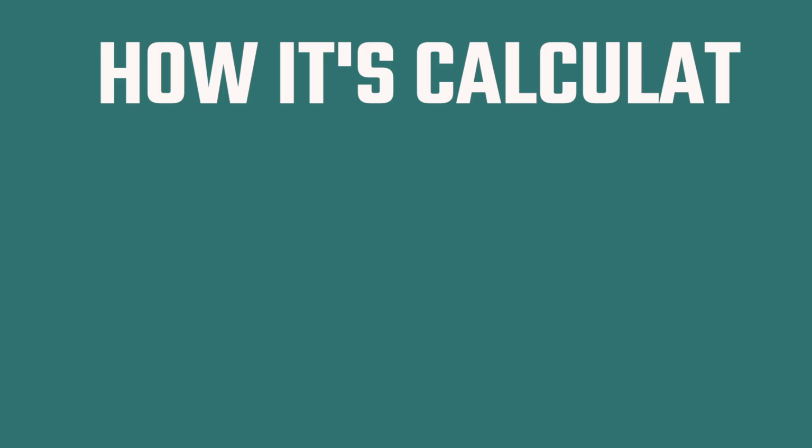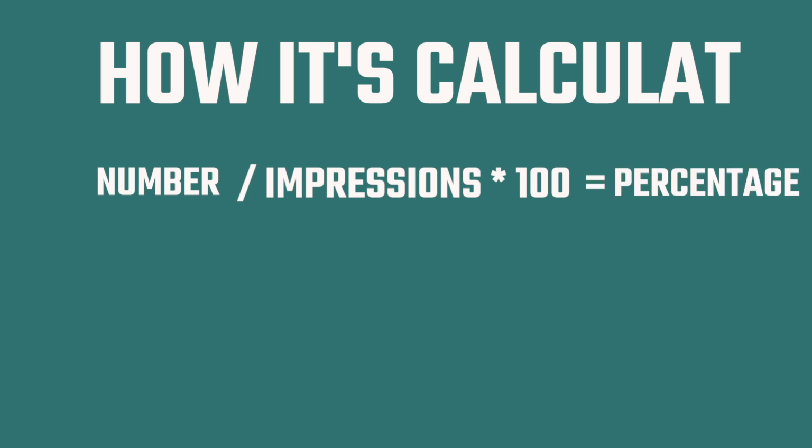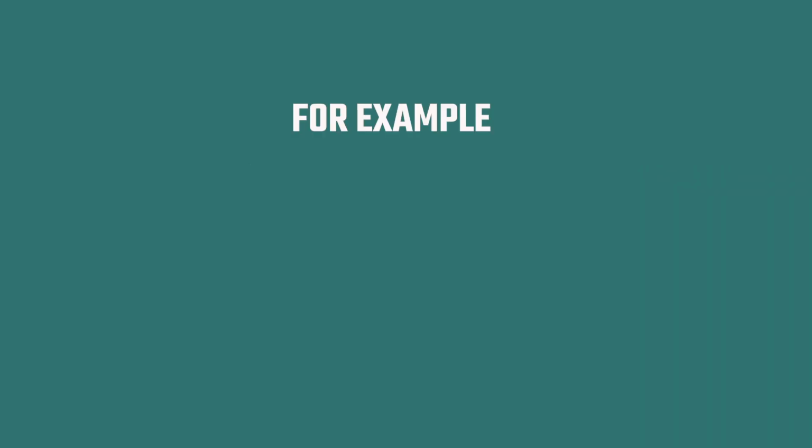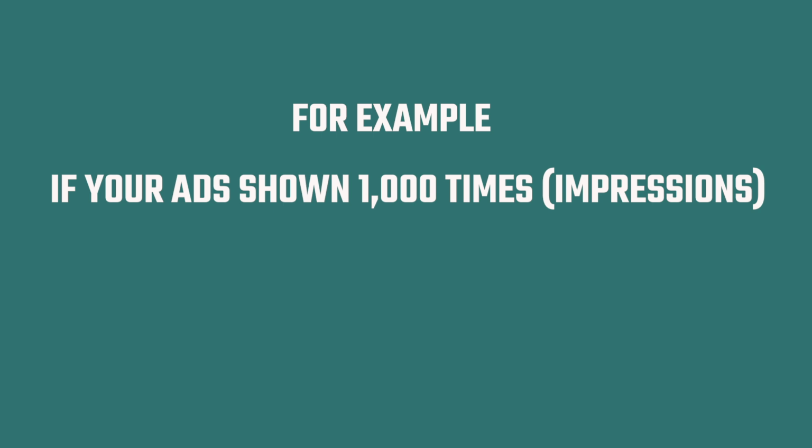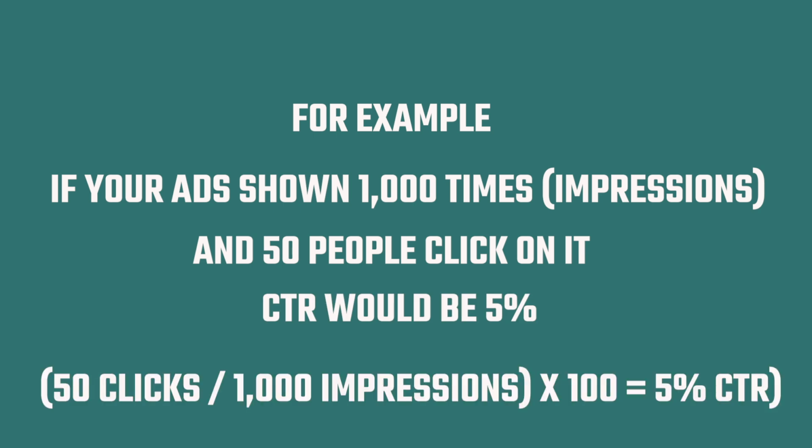How is it calculated? We take the number of clicks your ad gets and divide it by the number of times it's shown, then we multiply that number by 100 to get a percentage. For example, if your ad gets shown 1000 times, which is 1000 impressions, and 50 people click on it, your CTR would be 5%. 50 clicks divided by 1000 impressions.